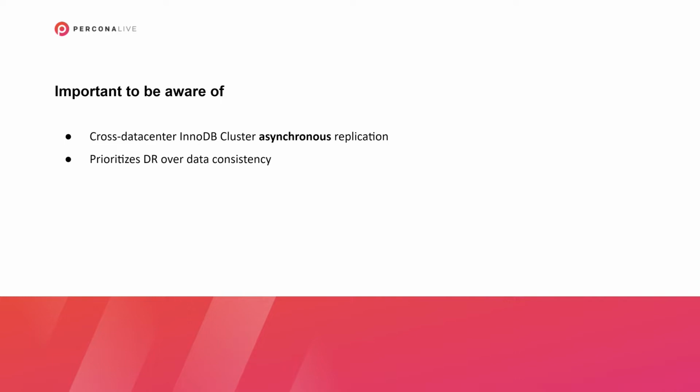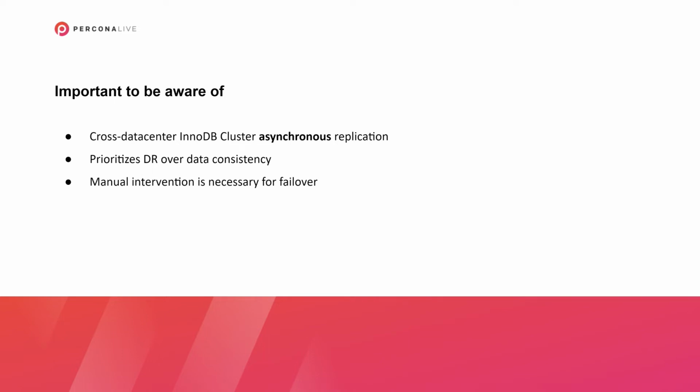It prioritizes disaster recovery over data consistency. So if your primary cluster is really down, it doesn't matter if it wasn't completely in sync or anything. If you want the secondary to become the primary, it won't check data consistency or anything, but it will just bring it up and allow writes on it.